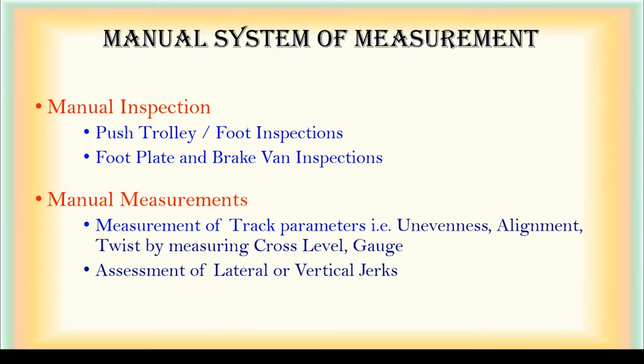Now in our system we do manual inspections and mechanical inspections. So what are the methods of manual inspection? We do foot inspection, we do push trolley inspection, and sometimes we judge the riding of our track section through foot plate or brake van. So these are the manual inspections. In manual inspection, what do we do? We measure track parameters: unevenness, alignment, cross level, gauge, and lateral jerks or vertical jerks.